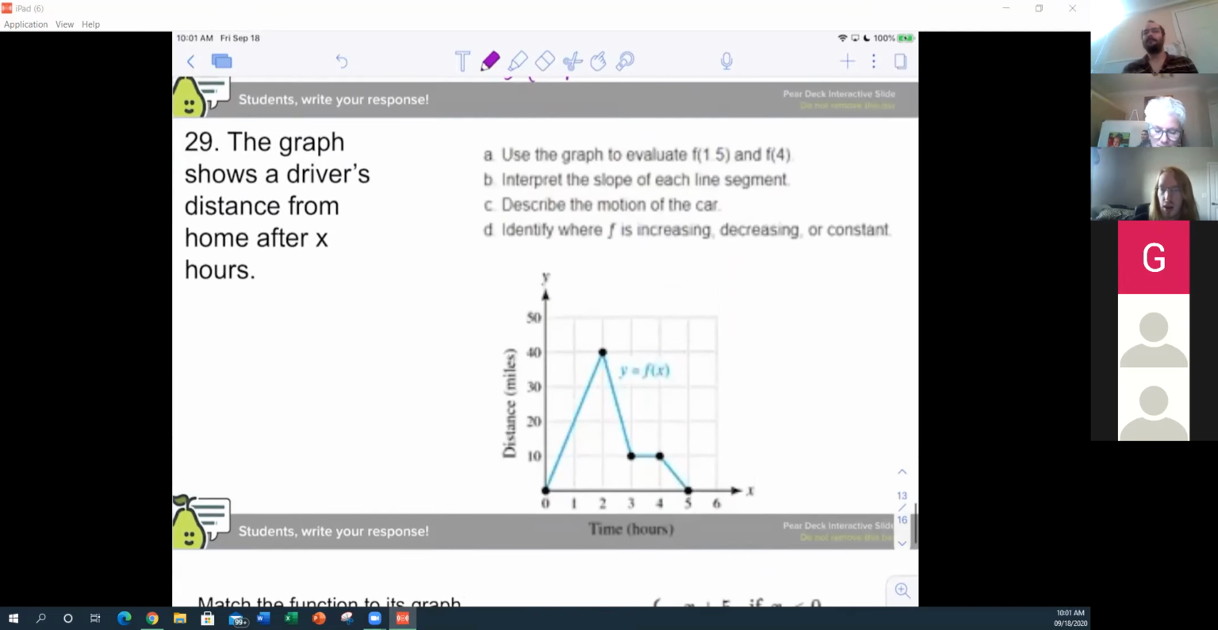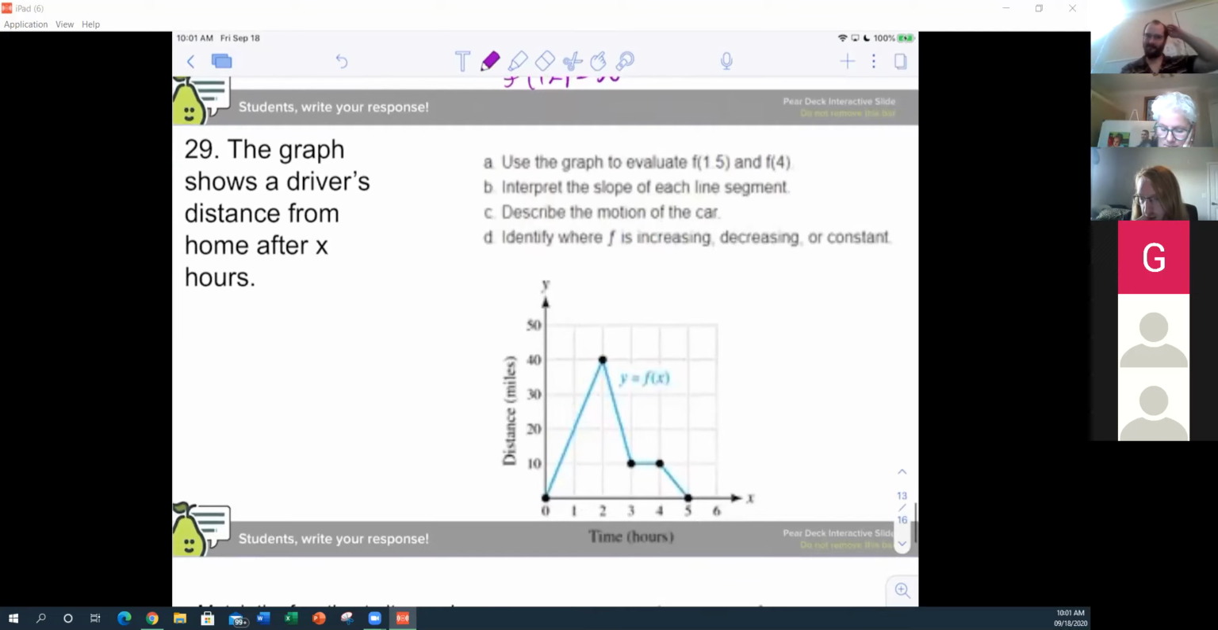Okay, so this one says the graph shows a driver's distance from home after x hours. So what is f of 1.5? So when the time is 1.5, I was going to say 30. Yeah, it looks like 30 to me, or close enough. So f of 1.5 is equal to 30 miles. Okay, and then what is f of 4? 10.